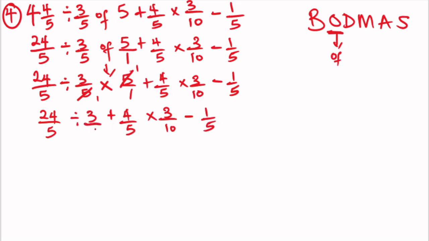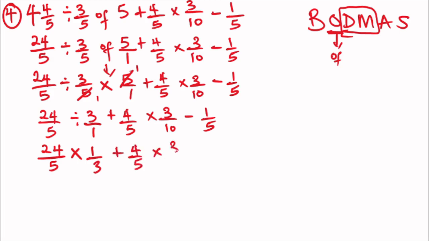We're going to change 3 to a fraction so that it will be like the others. Now going to our acronym, the next thing we have to do here is to focus on the division and multiplication. So division actually came first. We'll divide, then after dividing, we'll go to multiplication. Now we have 24 over 5. Remember what we said about the division sign? We'll have to look for the reciprocal of 3 over 1, and change the sign of division to multiplication. So we'll have times, 3 over 1 becomes 1 over 3. Then we'll write our plus 4 over 5 times 3 over 10 minus 1 over 5.